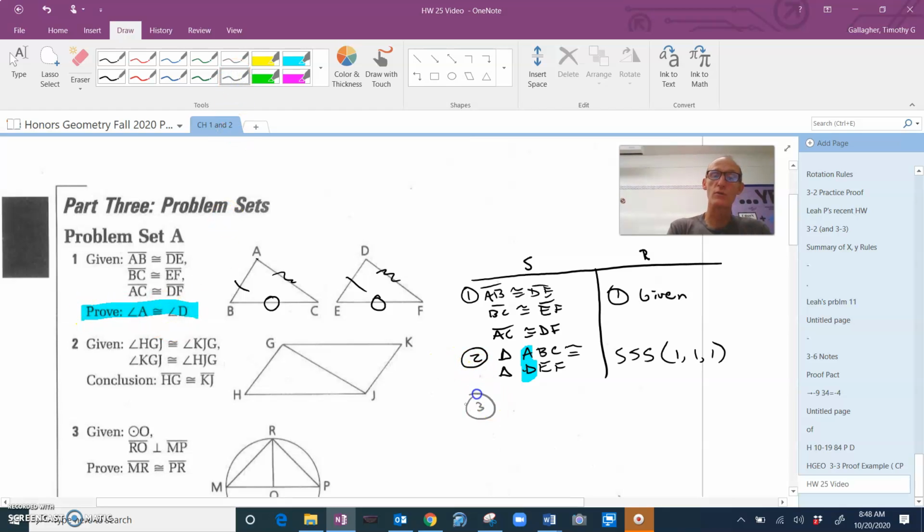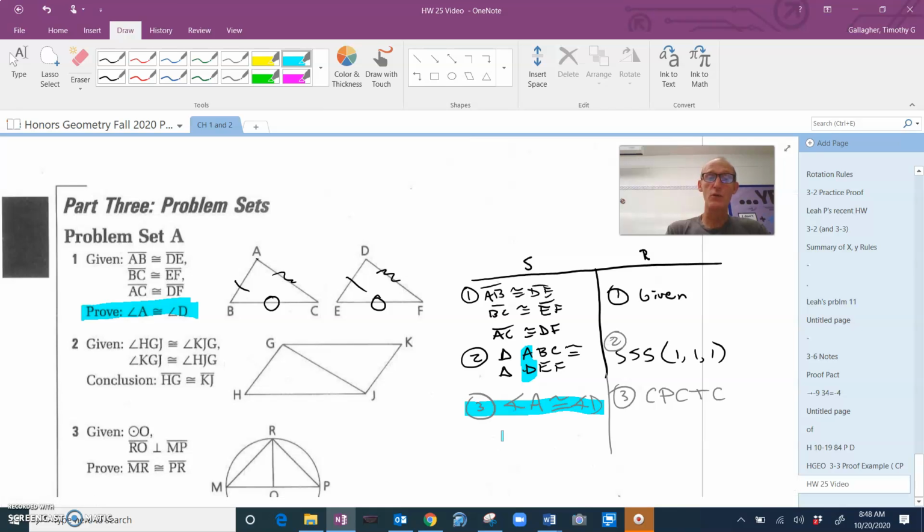So angle A is congruent to angle D, and that is CPCTC. Right? And then there's a 2 there. I missed a couple things. And that's it. That's what we have to prove. See, angle A is congruent to angle D. That is what we had to prove.